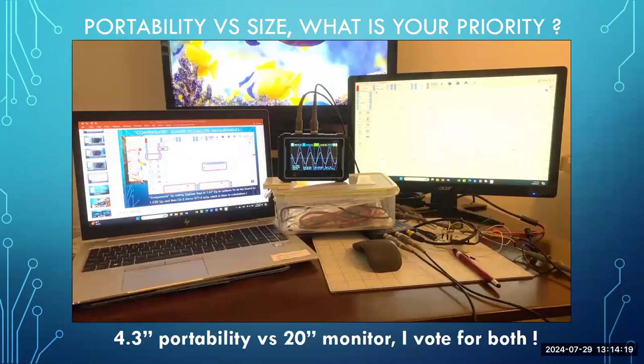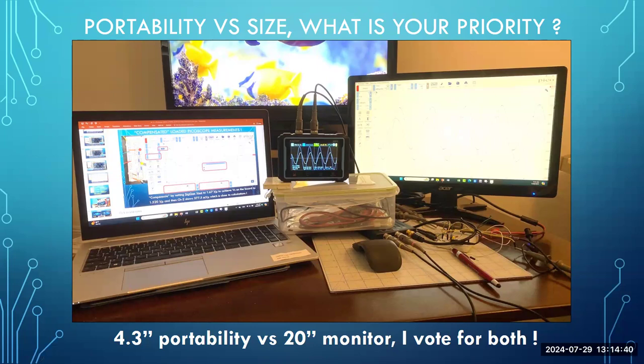Let's go here. All right, let's compare the 4.3 to a 20-inch monitor. So there's my same 16-inch laptop here. The 4.3 is in the center, and I've got a 20-inch monitor over in the side. So I've got even bigger screen capability. Again, I vote for both because they are used differently.